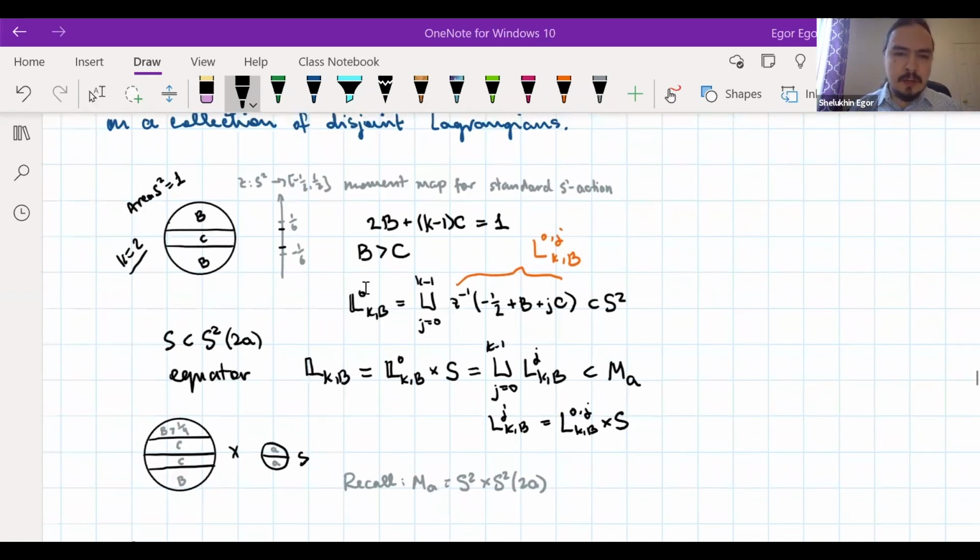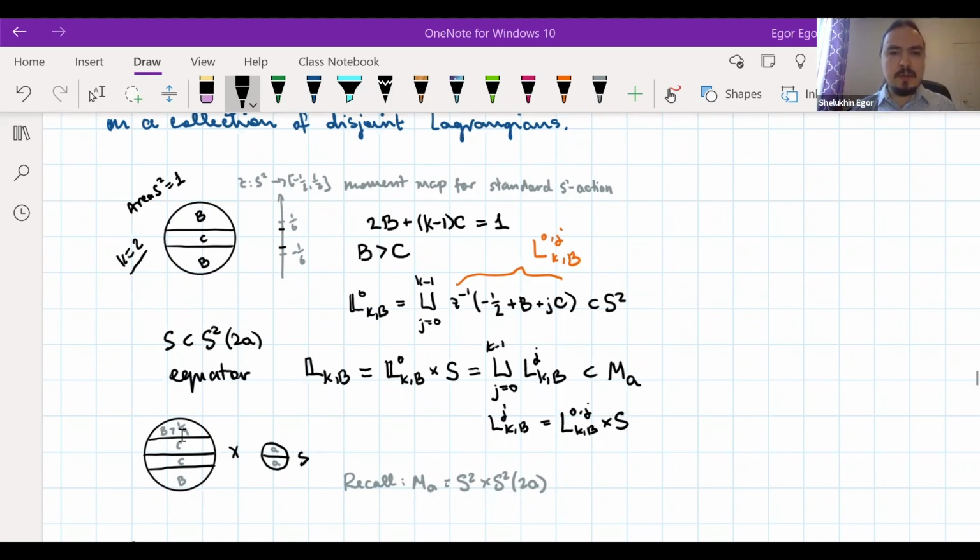So let L0KB be the union of these level sets in S2. And LKB will be the stabilization by the equator in the small sphere. So this is a subset of MA, which is S2 times S2 of area twice A.